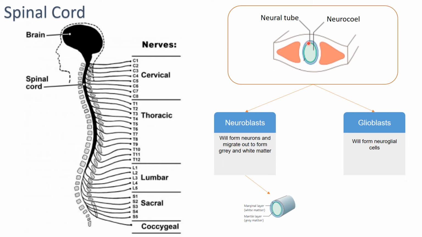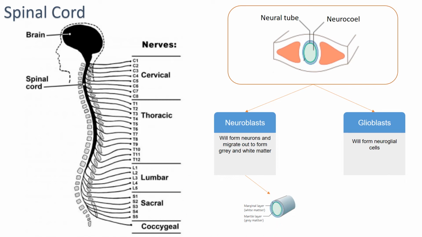Now, the cells of this ventricular zone are going to start differentiating into various things like primordial neurons called neuroblasts and glioblasts. So to differentiate these two, the glioblasts are basically going to form supporting cells or neuroglial cells, and the neuroblasts in turn will become neurons and migrate out to form the mantle and marginal layers you see down here.